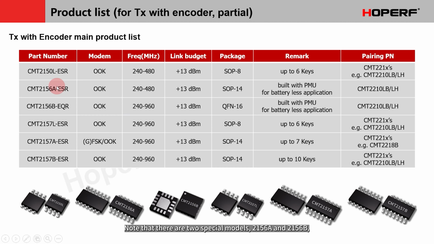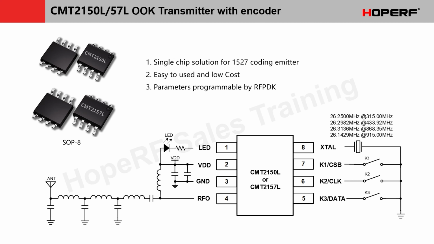Note that there are two special models, 2156A and 2156B, which have a special purpose. Here, it is described that they can support a battery-free transmission scheme. They support kinetic energy power supply. There will also be a detailed introduction in the following content. All these chips can be paired with receivers. They can be paired with all receivers in the CMT221X series. The appearance of all these chips is displayed here.